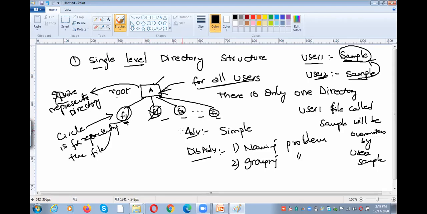Okay. What is the advantage? Simple. What is the disadvantage? Naming problem. That means user 1 and user 2 or user 3, any two different users cannot use the same file names for their files. That is the problem. And next, what is the grouping problem? We cannot combine multiple files based upon their type, and we cannot keep them in a separate location. Why? Because all are using one directory. So that is another problem.